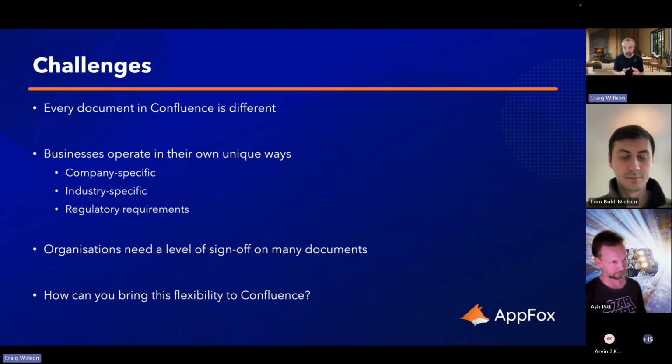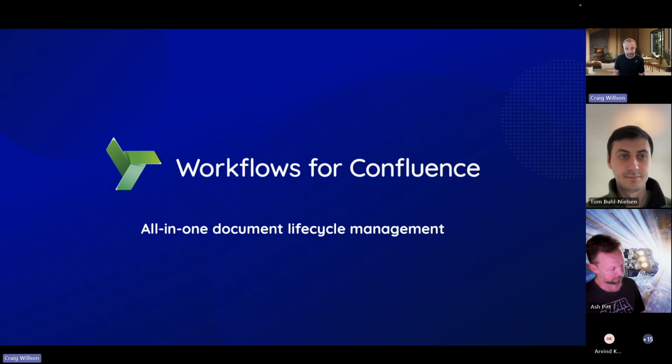So the other part as well, just to say, is you may need some level of sign-off or approval on documents before they can be considered ready or published. Again, that bakes into the ways of working and the processes that we've just discussed. So how can you bring that level of flexibility to Confluence? Well, we've designed this product called Workflows, which is the newer product in our Atlassian portfolio, an all-in-one document lifecycle management tool. And it's grown exceptionally fast and had lots of really good feedback from customers as well. And we're also very excited for the future of this one.